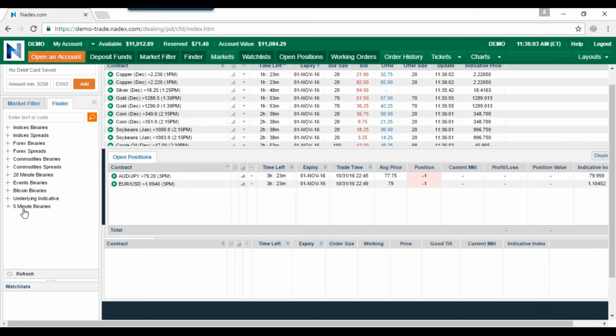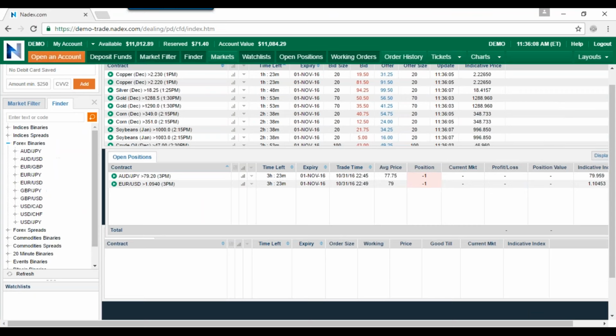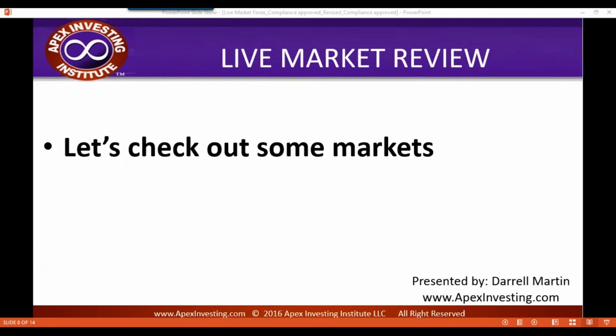You could trade everything from 5-minute binaries, or even just right now, if I were to open Forex binaries, and let's just say, for example, euro dollar, I've got expirations at 12, 1, 3 a.m., 7 a.m., 3 p.m., 7 p.m., 11 p.m., and at the end of the week, and then every 5 minutes, okay? And with spreads as well, there's a ton of options to choose from. So there are multiple ways to trade Forex with Nadex, all right? Obviously, we don't have time today to cover all of them.